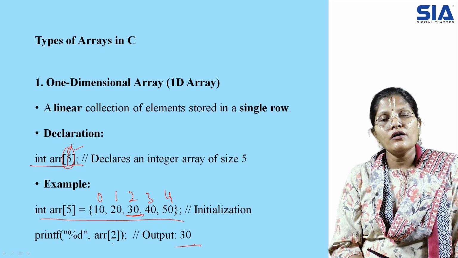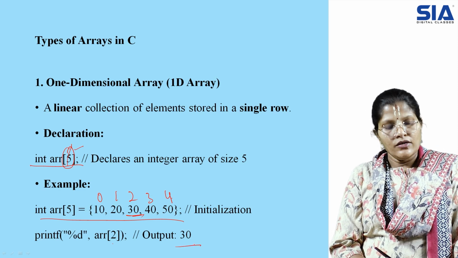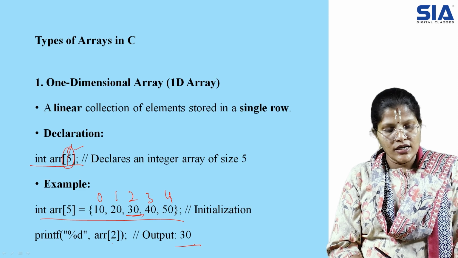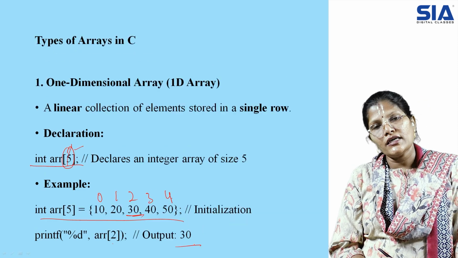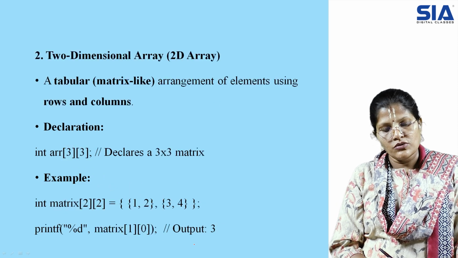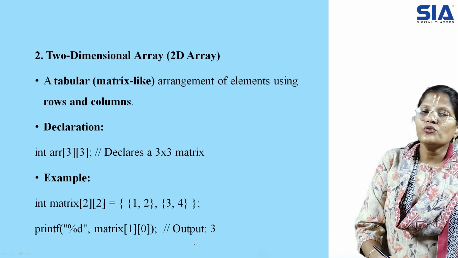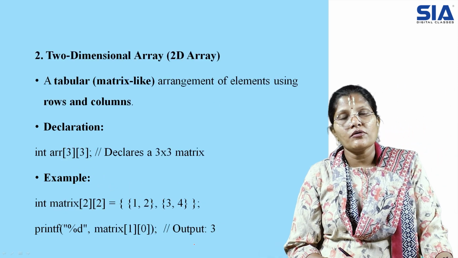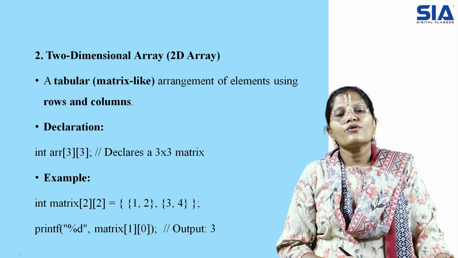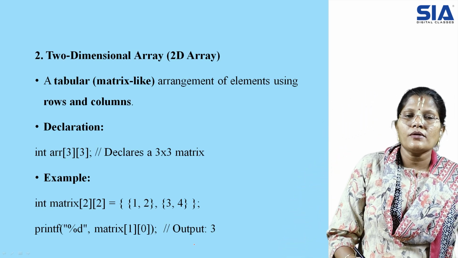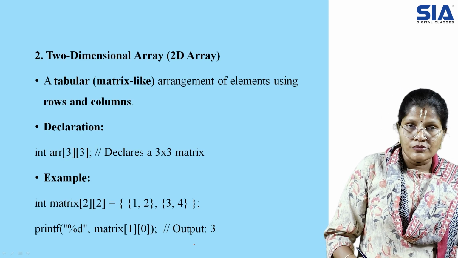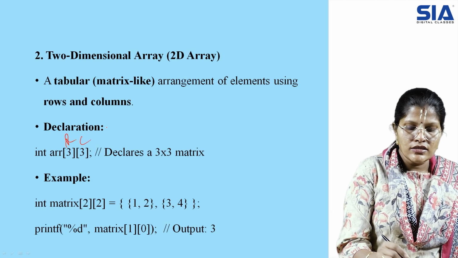This is how we declare as well as initialize the array. This is said to be array declaration cum initialization. What is a two-dimensional array? A two-dimensional array is like a matrix where you have rows and columns. The first value is talking about the rows and the second value is talking about the columns. So it is rows and this is columns.